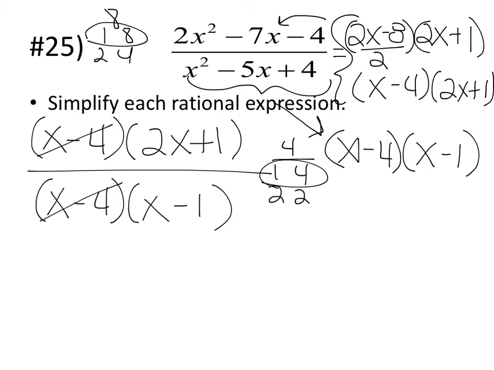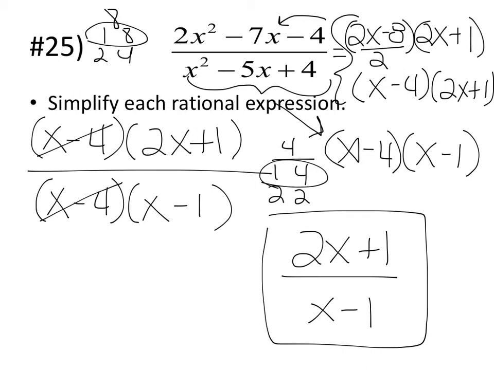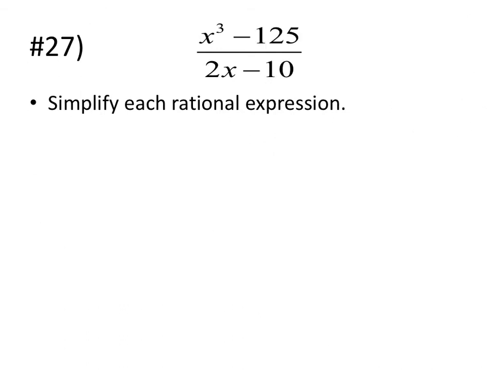So notice your x minus 4's cancel. And then all you're left with is 2x plus 1 over x minus 1. Nothing in there can cancel. Don't try to cancel your 1's like, oh, these are the same. You can't because of the plus and the minus. So your answer is just 2x plus 1 over x minus 1.